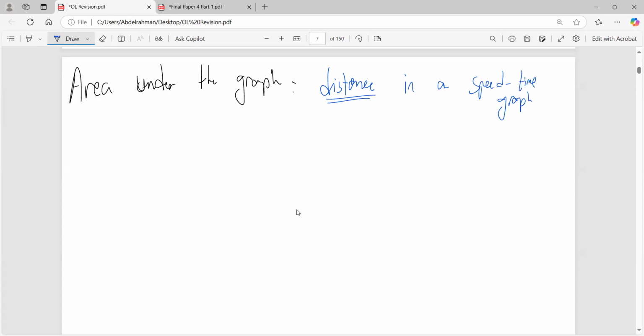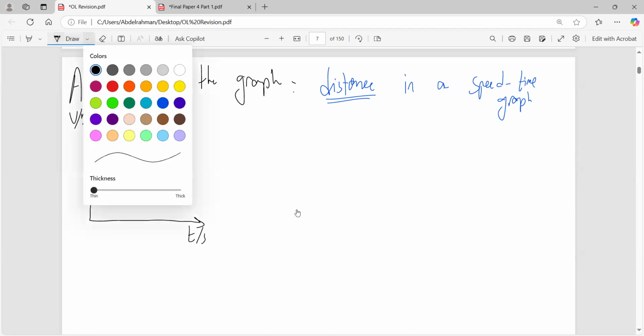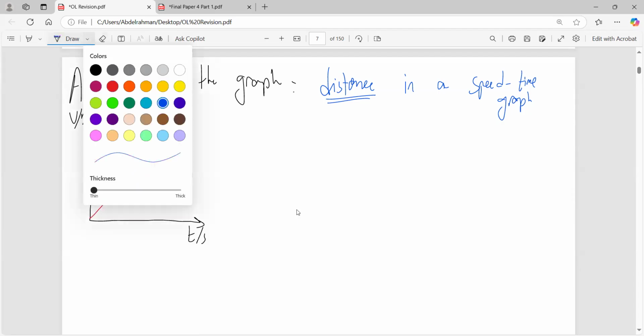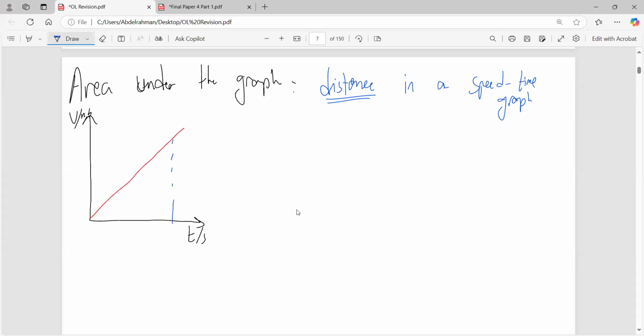So he will give me a speed time graph and tell me to find the distance. How can I find the distance? First thing, you have to write down area under the graph. Okay, let's draw a graph. This is a very simple speed time graph. Speed in meters per second, time in seconds, and the graph is drawn something like this. Find the distance traveled after 10 seconds, and here the speed was 6.